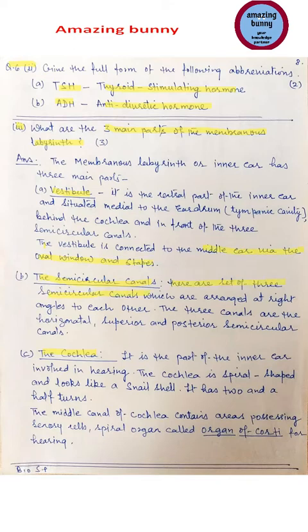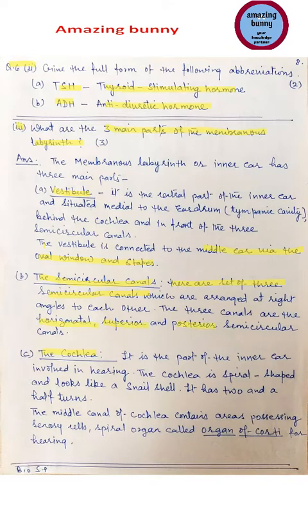The second main part of the membranous labyrinth is the semicircular canal. So there is a set of three semicircular canals which are arranged at right angles to each other, and the three canals are horizontal, superior and posterior semicircular canal. Horizontal, superior and posterior.